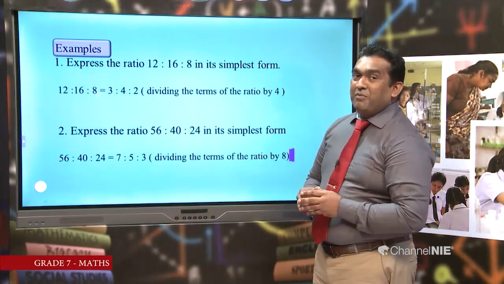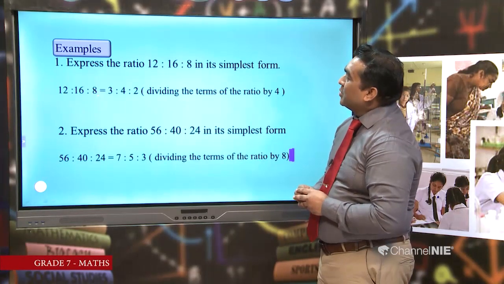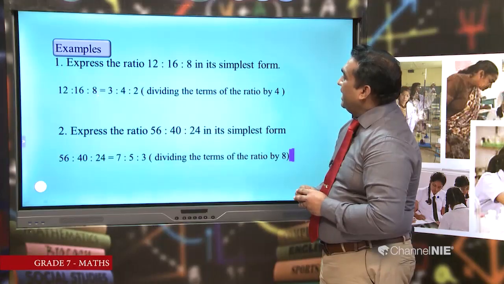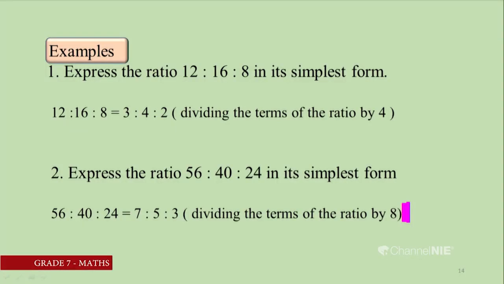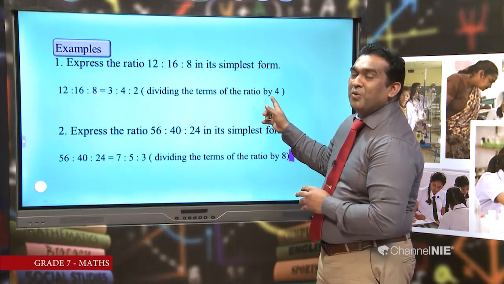Example number 1. Express the ratio 12 to 16 to 8 in its simplest form. What are the numbers? 12, 16, 8. What is the common multiple? 2 is a common multiple. Then 4 is a common multiple. What is the highest common multiple? The highest common multiple is, you can see, 4.